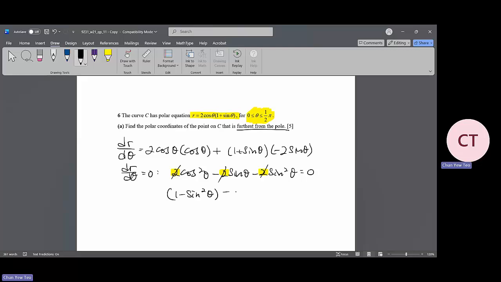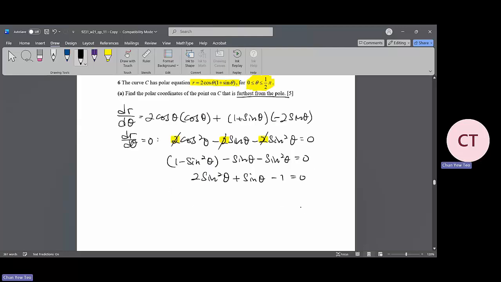Then you will get this as sine theta minus sine square theta. So you'll get 2 sine square theta plus sine theta minus 1. Let's see if we can factorize it or not. I think yes, we can factorize it. Sine theta, 1, 1. So sine theta is equal to a half, and sine theta is equal to negative 1.